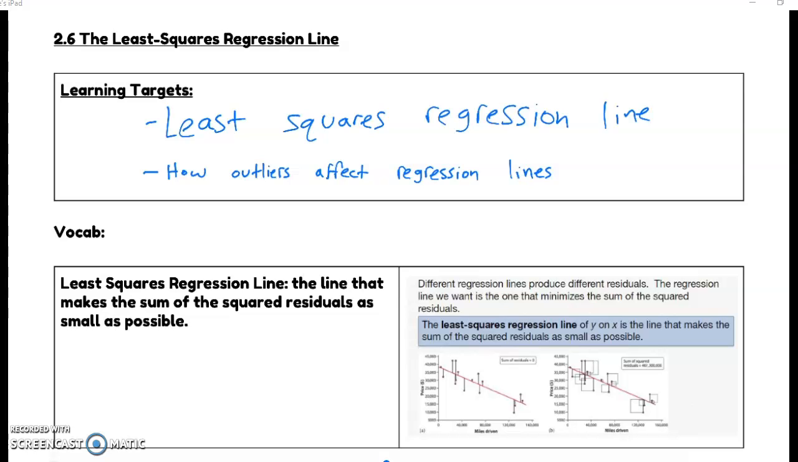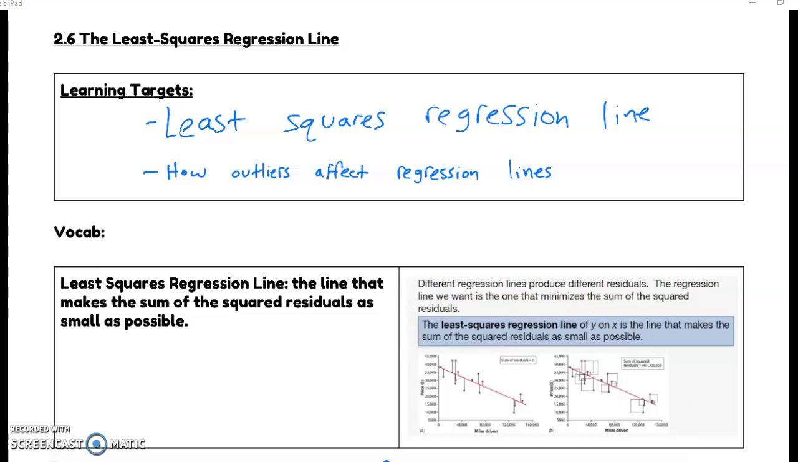Alright, here we go. So this is the lesson for 2.6. This is the last lesson of chapter 2. What we're talking about today is what's called a least squares regression line, very similar to the last lesson, 2.5, where we basically talked about what a regression line is. Today we're going to talk about what a least squares regression line is, and then how outliers affect regression lines.